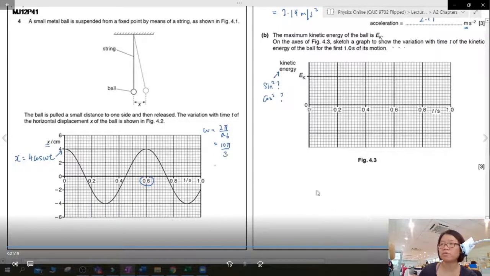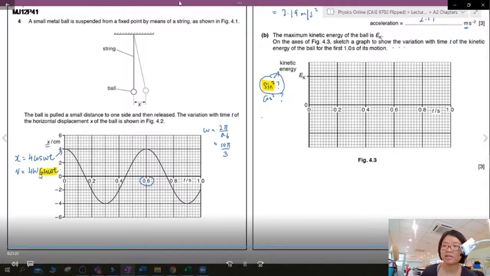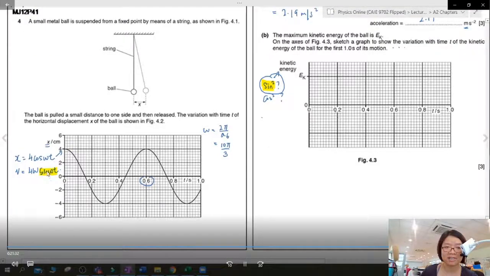Note that this is important. So this is 10 pi over 3. So if you actually want to write the complete equation for this graph, you can call this omega as 10 pi over 3. But to find v, I will differentiate cos, in which I will get a negative sine omega t, right? So this one must be sine square.